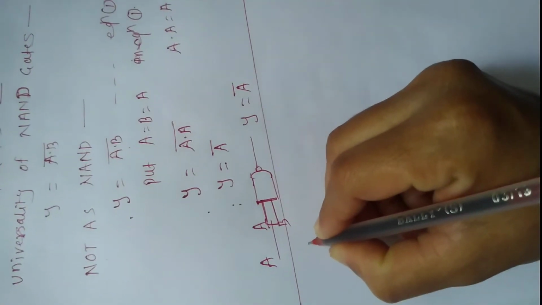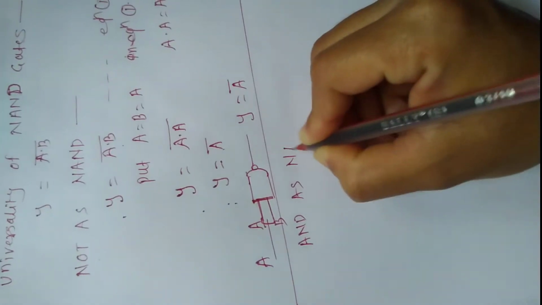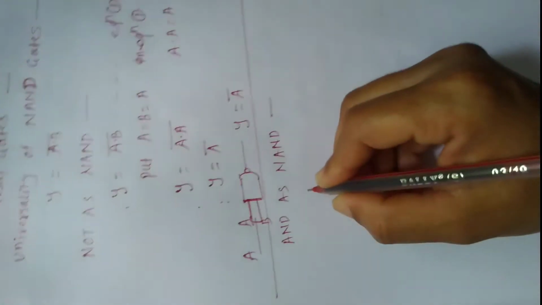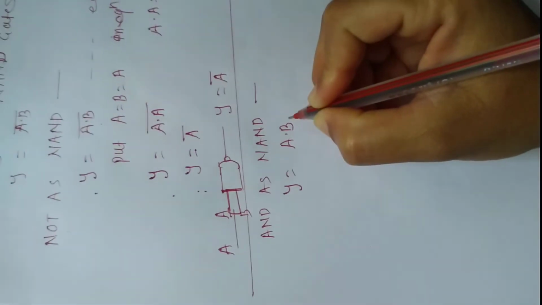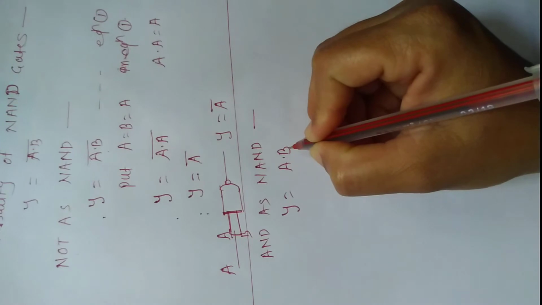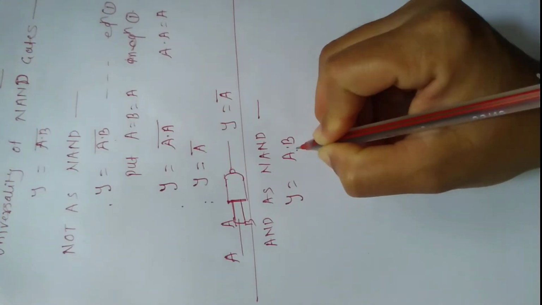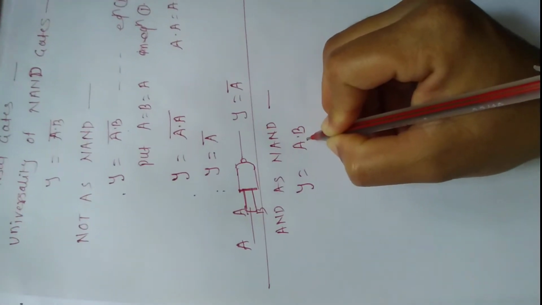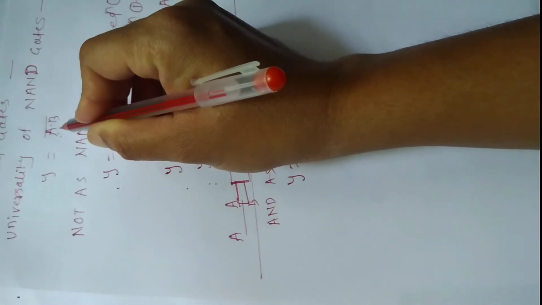Next point, AND as a NAND. Y equals a into b, this is the expression of AND gate. This expression we convert into the form of NAND expression, that is the expression of NAND gate y equals a into b bar.